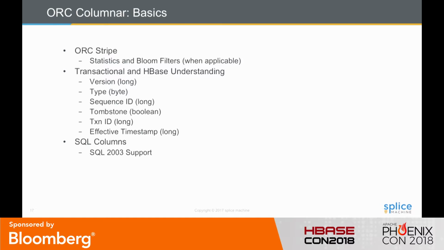So what we do is we add a few things for our transactional piece. The version, that's what version of the row. The type, which is whether you're put or delete. Sequence ID, which is being generated from the write. Tombstone, whether it's deleted or not. The transaction ID is Splice Machine, which tells you the state of that transaction. And then the effective timestamp. Once you've resolved that record, you either say, hey, this thing's good as of this time, or it's -1, it's rolled back, and get rid of it.